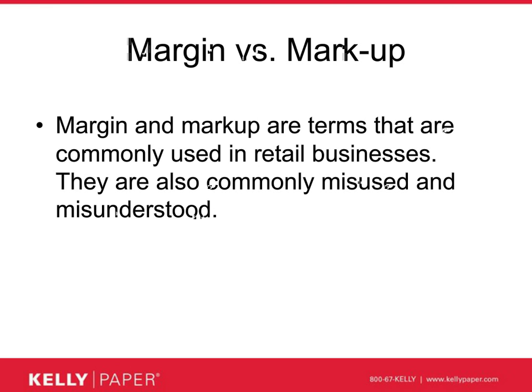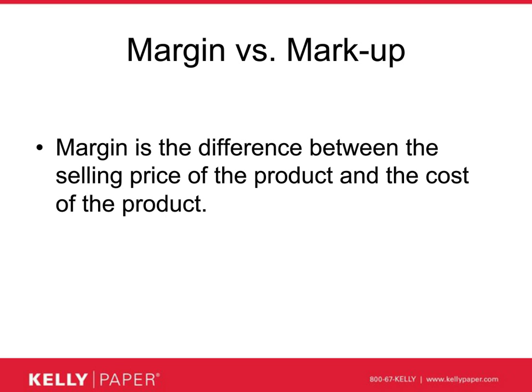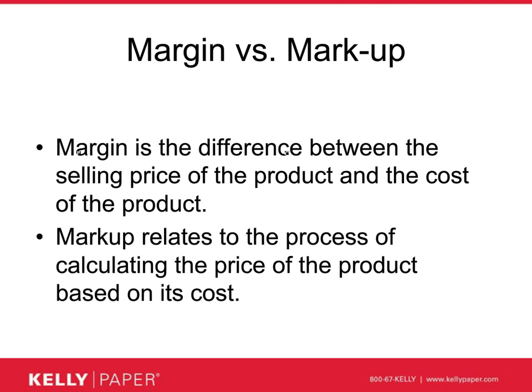Margin versus markup. Margin and markup are terms that are commonly used in retail businesses. They are also commonly misused and misunderstood. Margin is the difference between the selling price of a product and the cost of a product. Markup relates to the process of calculating the price of a product based on its cost. For a business that sells products, the wholesale cost of a product sold is known as the cost of goods sold or the cost of sales. Understanding these terms and how to calculate them are important keys to maximizing your gross profit while remaining competitive.